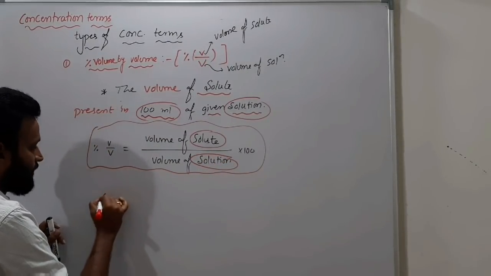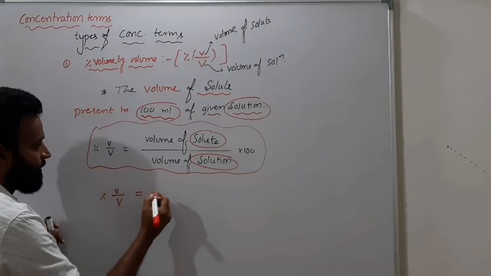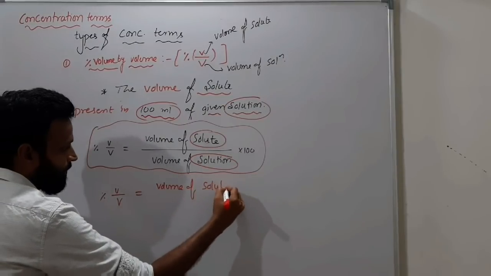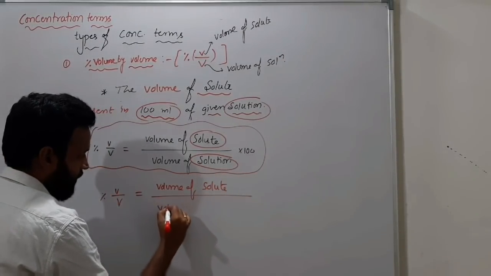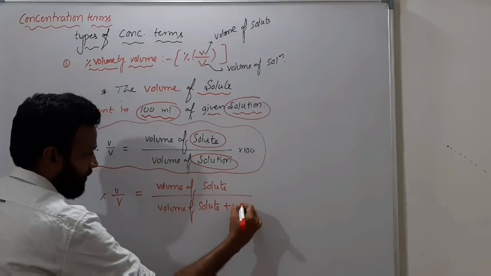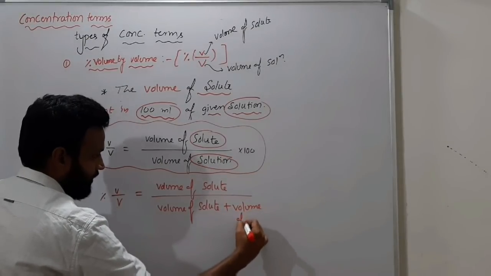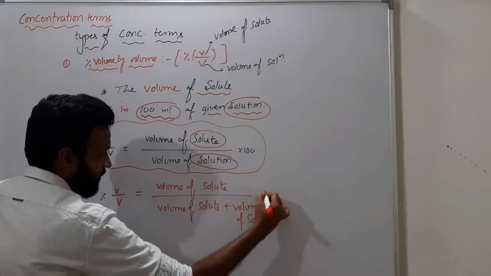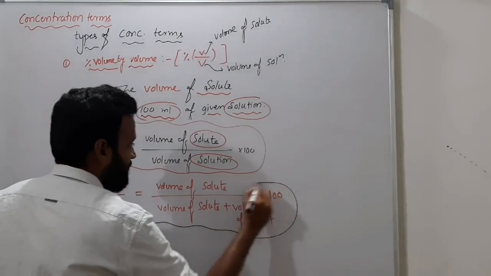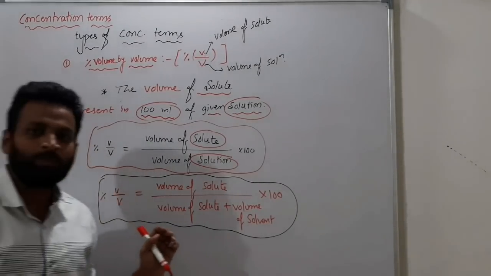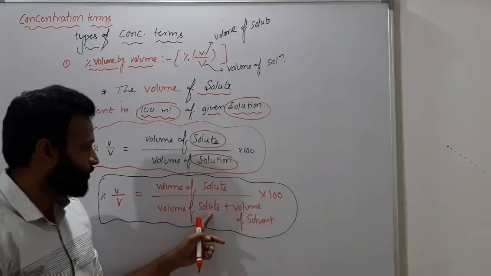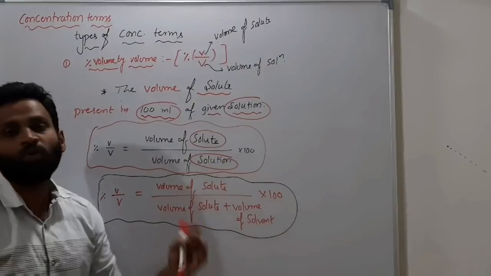You can write percentage V by V means volume of solute by, you can say, volume of solute plus volume of solvent, into 100. What is percentage V by V? Volume of solute by volume of solute plus volume of solvent into 100. This is percentage V by V.